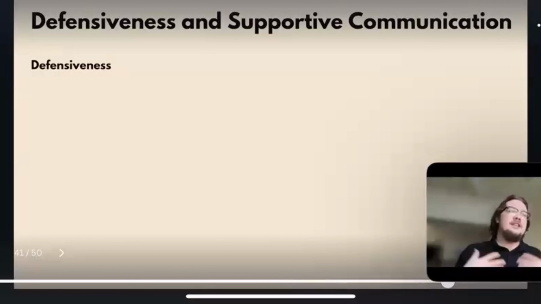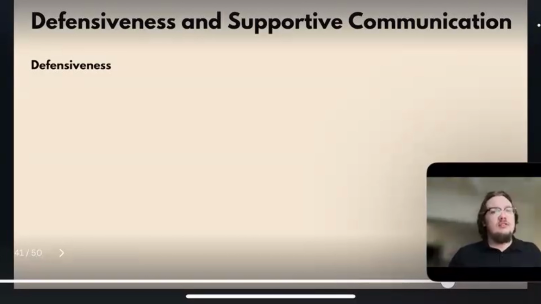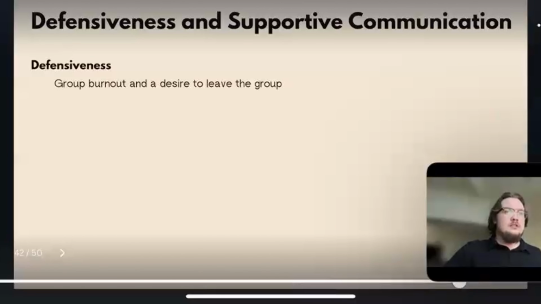So if you're highly defensive, you're going to receive that information as an attack on your personal being, when it's not. Okay. One study reported that defensive communication patterns lead to worker burnout and a desire to leave the job. So when there's higher defensiveness, we all feel weird, it's awkward, it's cringe, and we want to leave the situation as soon as possible. So group burnout and a desire to leave the group.